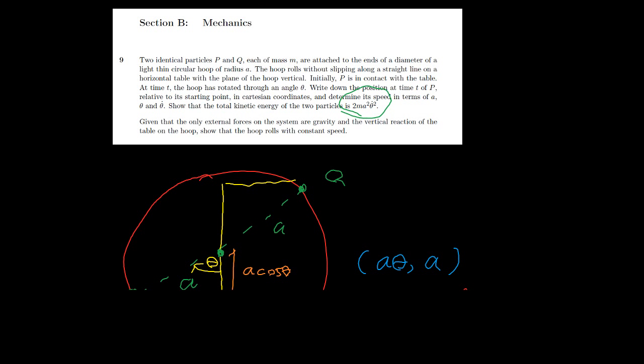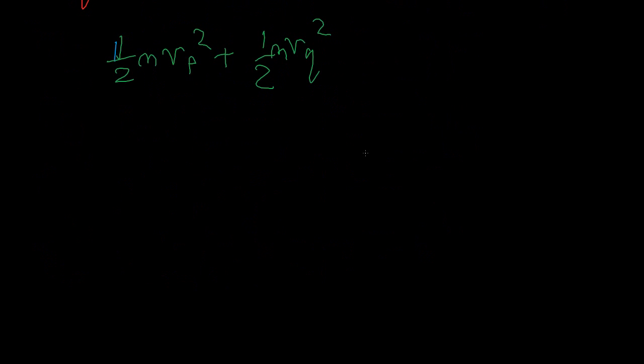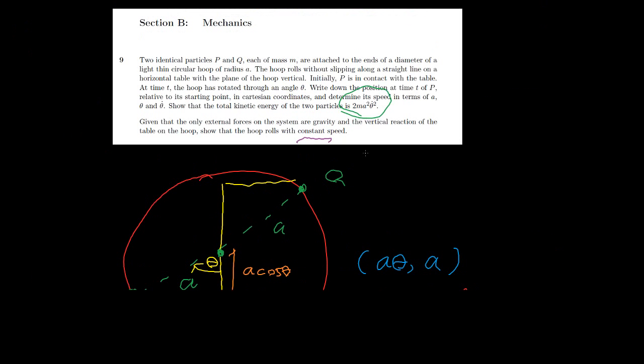Okay, what's the last bit then? This is actually really short. Given the only external forces on the system are gravity and the vertical reaction of the table and the hoop, show that the hoop rolls with constant speed. Well, you hear the word constant, you might think about differentiating something and setting it to 0. But in a mechanical context, the word constant usually refers to you attempting to conserve energy somehow. So what we want to say is that energy is conserved.